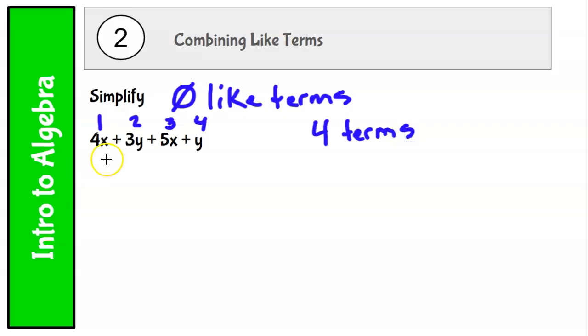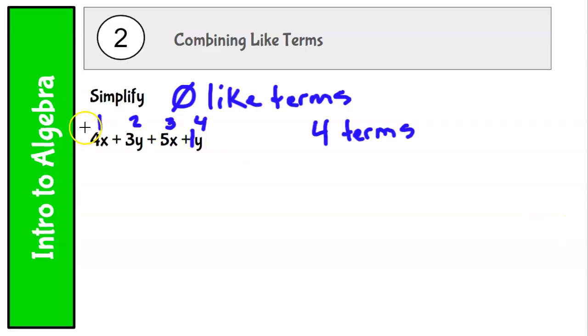The coefficient of x is 4, the coefficient of this y is 3, the coefficient of this x is 5, and the coefficient of this y is 1. There's always an understood 1 as a coefficient if there is no coefficient visible on the y. Okay, so those are our terms, 1, 2, 3, 4. 4x is a term, plus 3y is a term, plus 5x is a term, and plus 1y is a term.